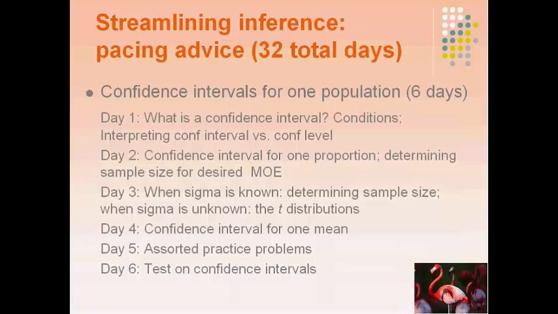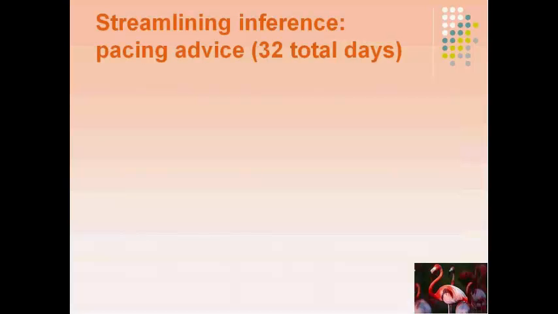So there went 6 days for confidence intervals for a population. Remember, goal is to get this into 32. So now we turn to significance tests for a single population. That's going to be for means or proportions. And you see there's a little more time for this area than for confidence intervals.